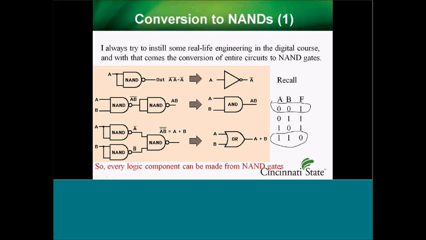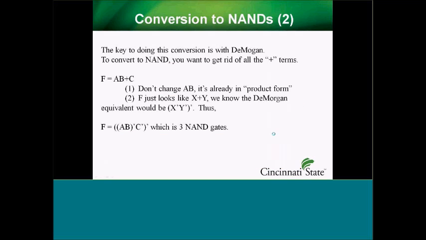Well, that's amazing. So once you've got those things nailed down, you realize, okay, now I can use the NAND for everything. Because beyond that, everything else is just some combination of those gates: an AND, an OR, or an inverter. Okay, so every logic component can be made from NAND gates. Well, that's pretty helpful.